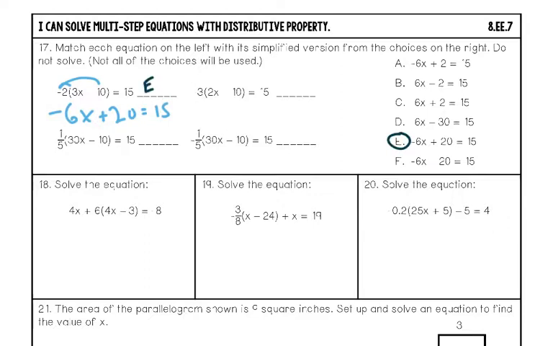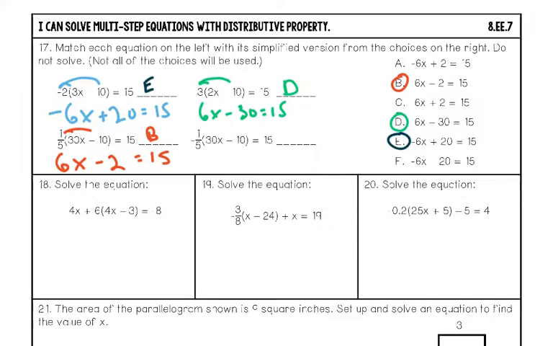The next one I'm going to distribute as well. 3 times 2 is 6x, since there's x's, and then 3 times negative 10 is negative 30 or minus 30 equals 15. So I'm going to look at my answer choices, and I see that that matches D. So I'm going to write D here. The next one is 1/5 times each term on the inside. So 1/5 times 30 is 6x, and then 1/5 times negative 10 is negative 2 or minus 2, and that's still going to just equal 15. If you notice, that is B. So I would write B here.